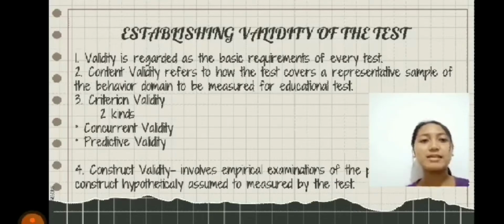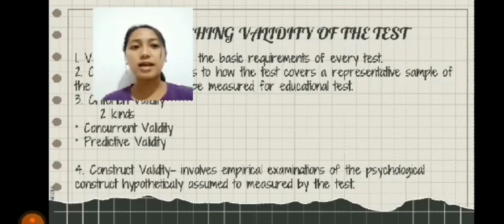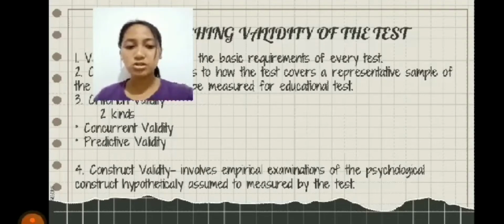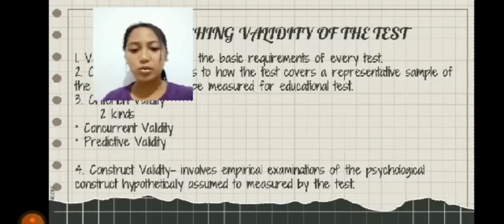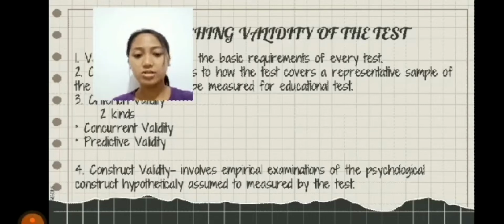Construct validity involves empirical examinations of the psychological construct hypothetically assumed to be measured by the test. So, construct validity refers to whether a scale or test measures the construct adequately. An example is a measurement of the human brain, such as intelligence, level of emotion, proficiency, or ability.